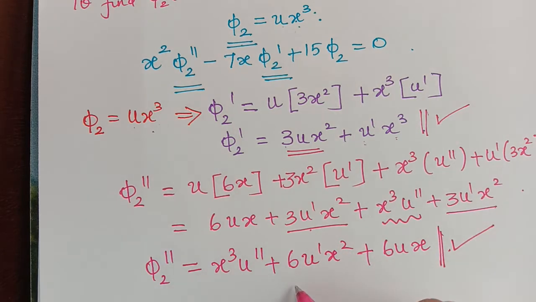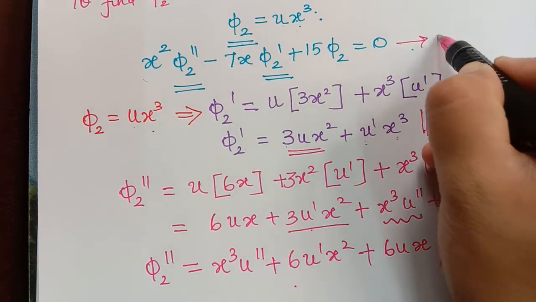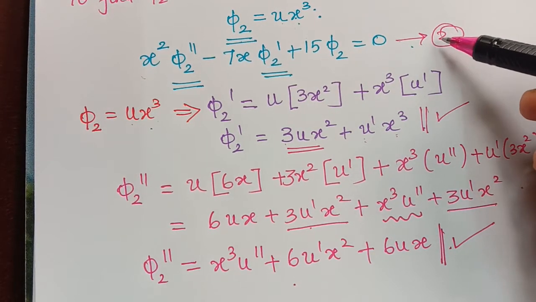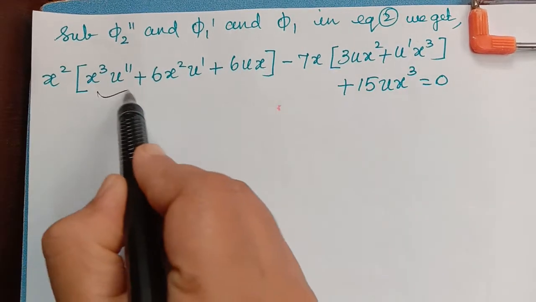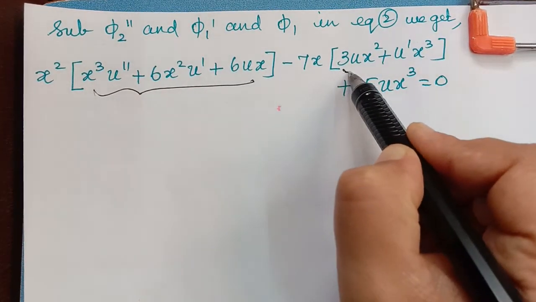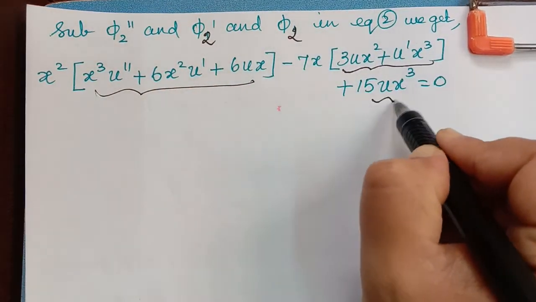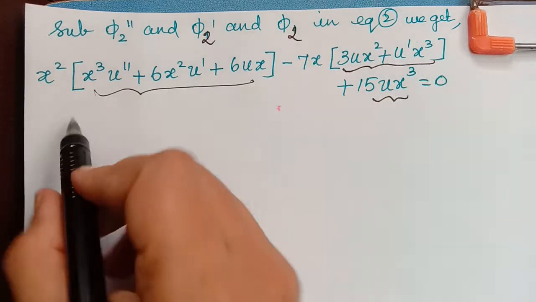Now let us take this and substitute over here. Let us mark this as equation 2, and we can substitute these two in equation 2. So now we have substituted phi 2 double dash and phi 2 dash and phi 2 in equation 2. Now after substituting, let us simplify this.